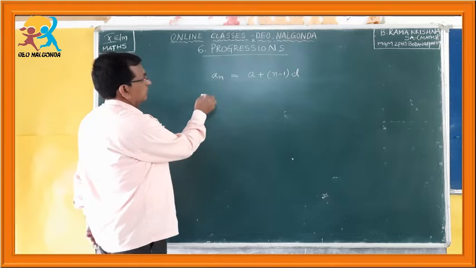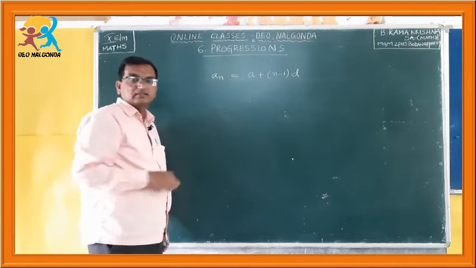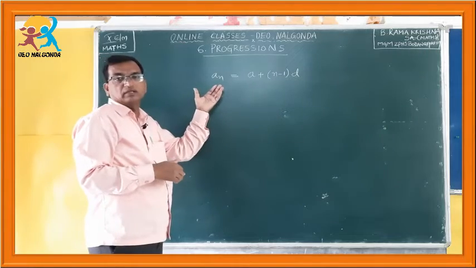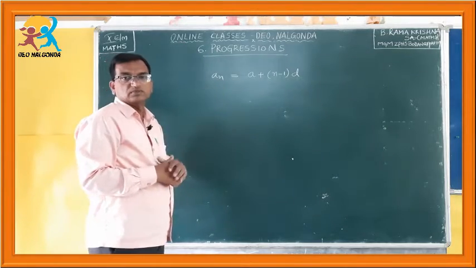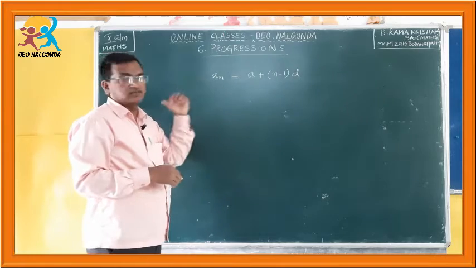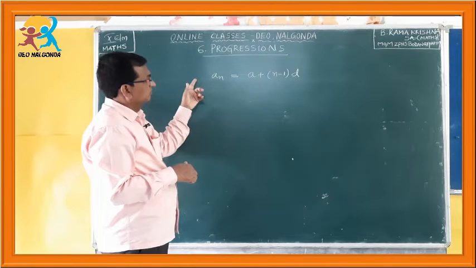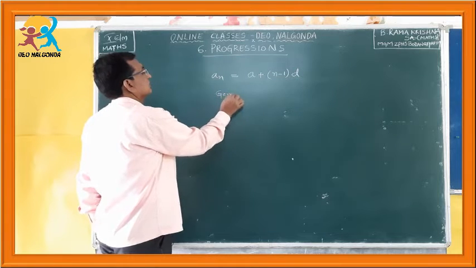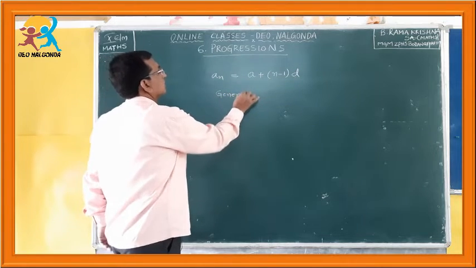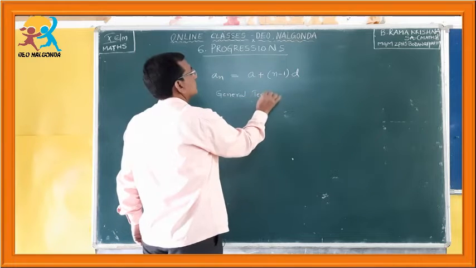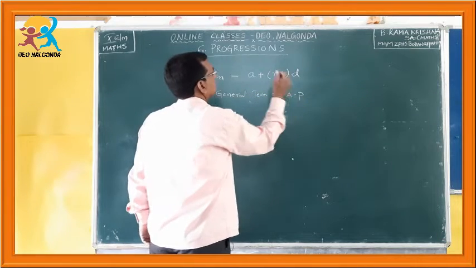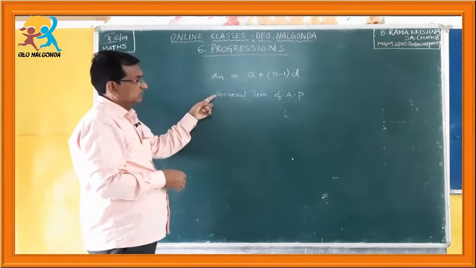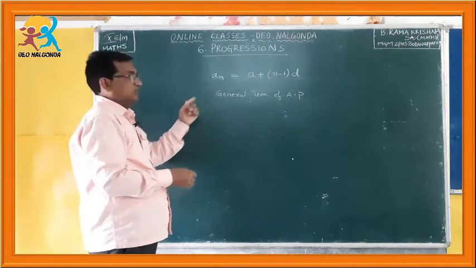Now, if you understand this concept, you will be able to do the exercise problems in your textbook, that is the second exercise. This is called the nth term of AP, also called the general term of AP.